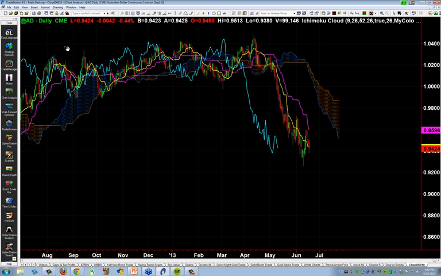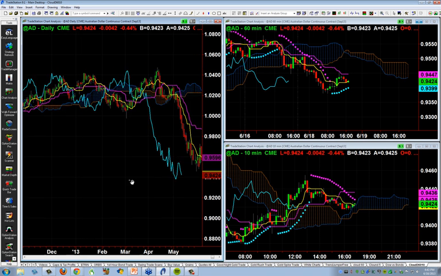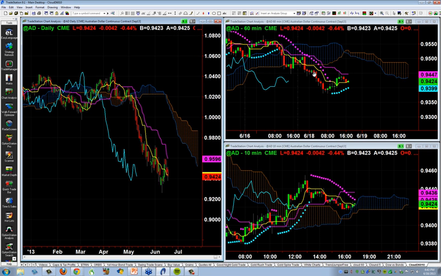So if you look at the Aussie dollar, you can see a good short signal here in the Aussie, good short signal. If we tie this all together on the Aussie, the 60-minute is a sell. The 10 minutes not yet, but the 60 looks good.